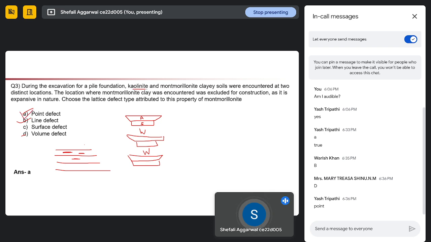The difference between kaolinite and montmorillonite is that kaolinite is like this, A S, and montmorillonite has three layers, S A S. That is the basic structure of montmorillonite, and water will be filling up in between the interlayers, between two different layers of clay. Okay, so it is a type of point defect. Is it okay? Or do you have any doubt?